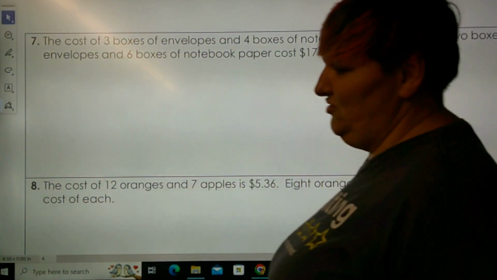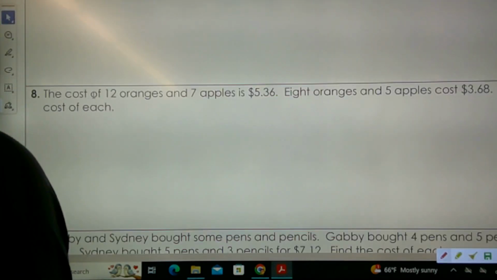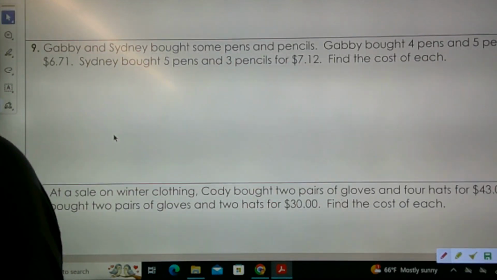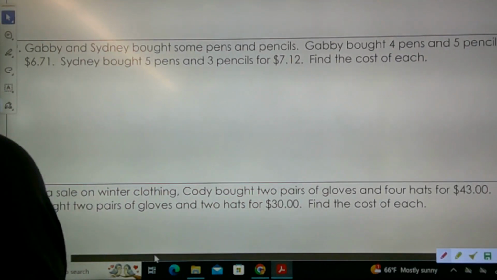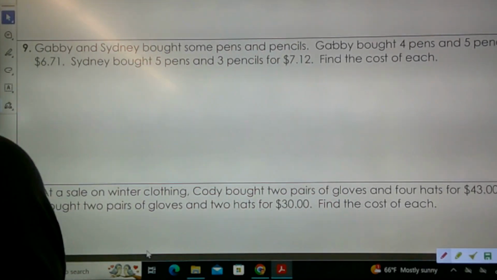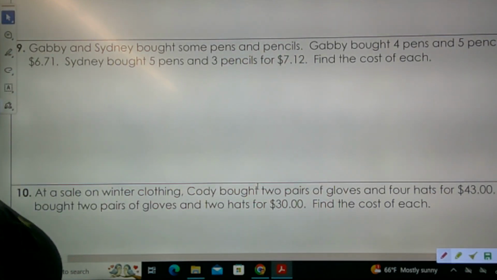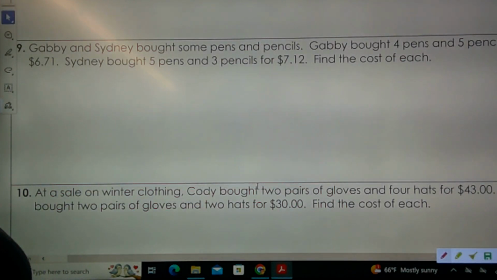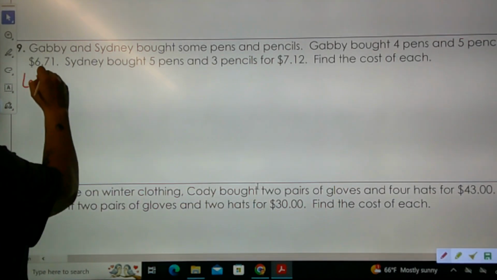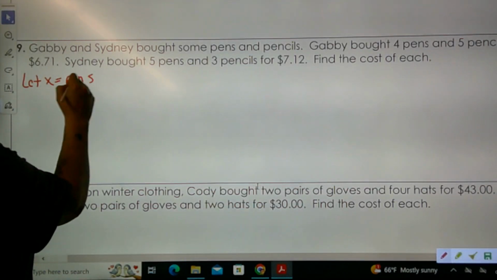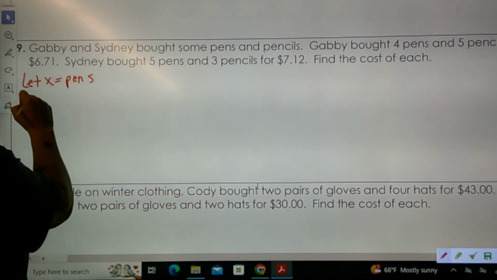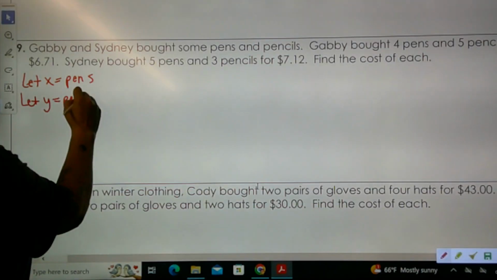Let's move down to number 9. It says Gabby and Sydney bought some pens and pencils. Gabby bought 4 pens and 5 pencils for $6.71. Sydney bought 5 pens and 3 pencils for $7.12. Find the cost of each. All right, define your variables. So let's let x equal pens. Let y equal pencils.